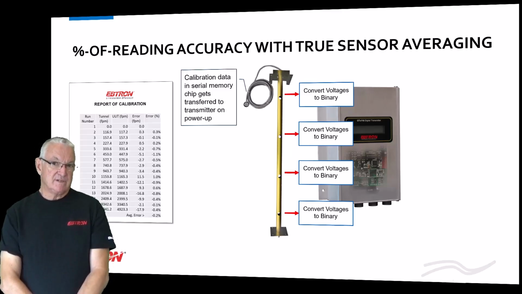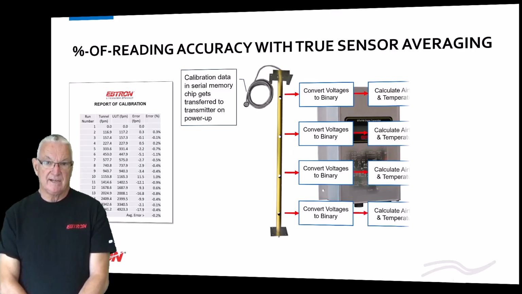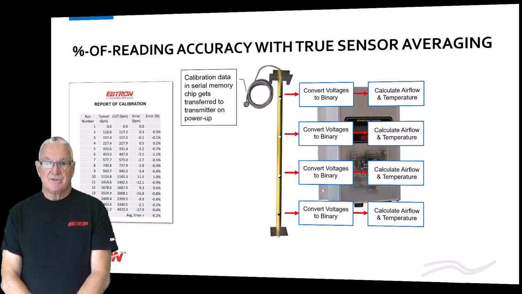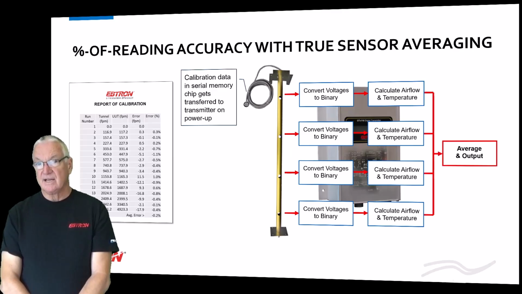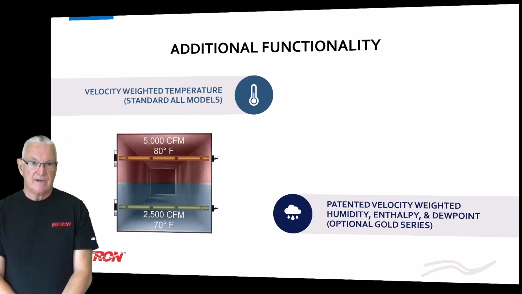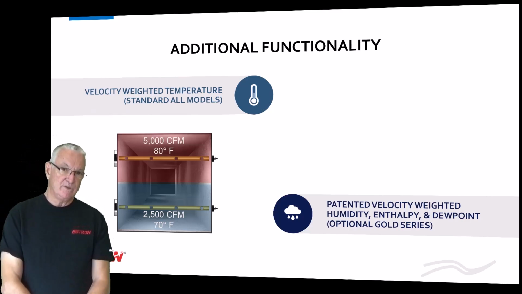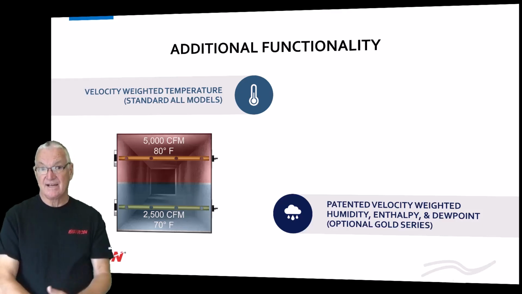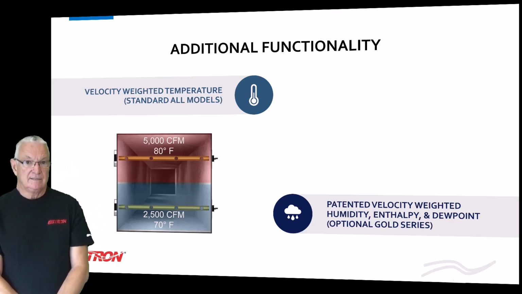Operationally, the transmitter is really reversing the calibration process. It's converting voltages to binary. It's calculating the temperature and the airflow and then averaging and outputting it. It's pretty straightforward. We also have features that I don't think enough people use that come with pretty much every EBTRON except one version of our X1000, the analog version of it.